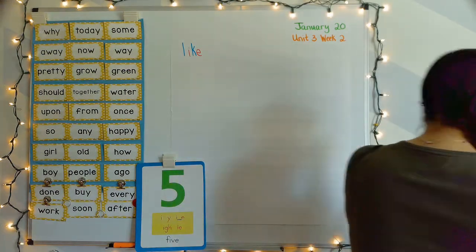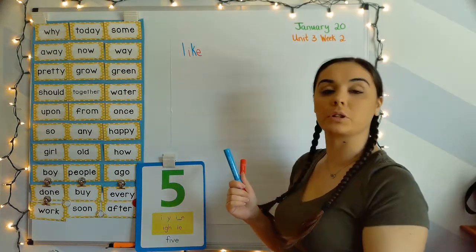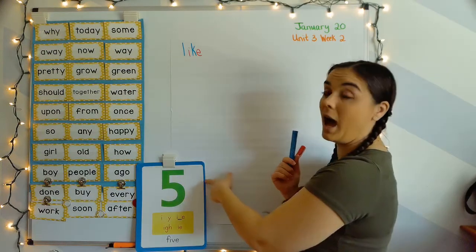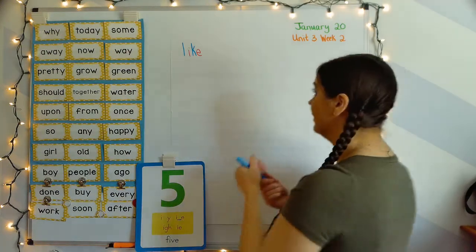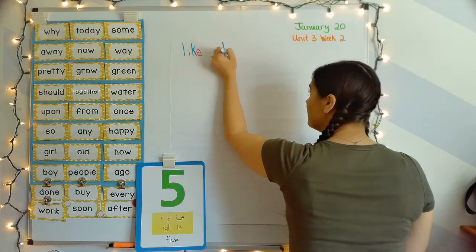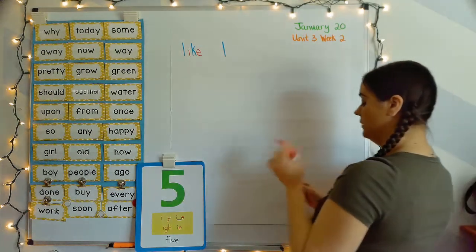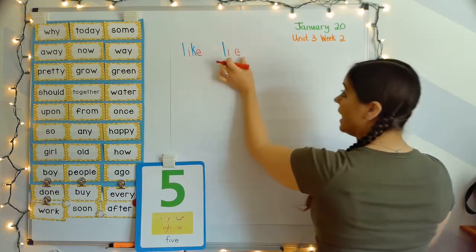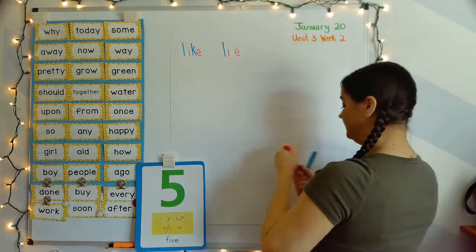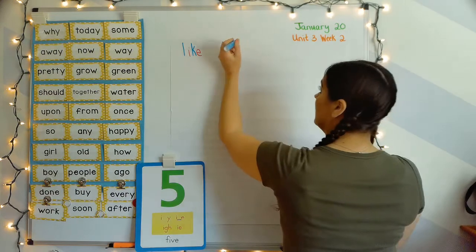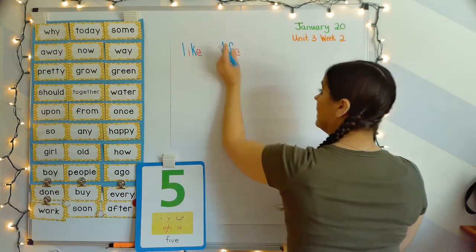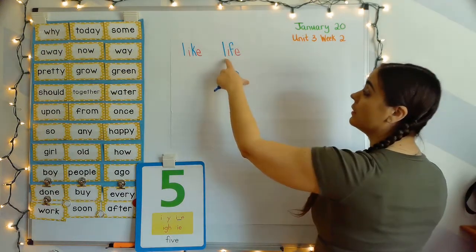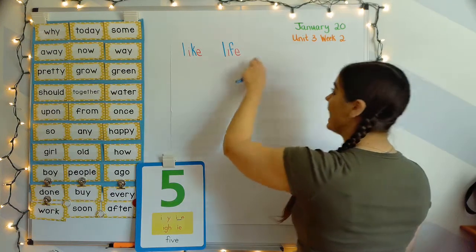Next word, life. Your turn. I, life. L says I blank E, I. F says I, life.